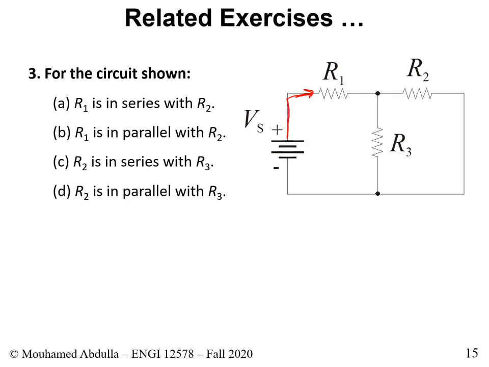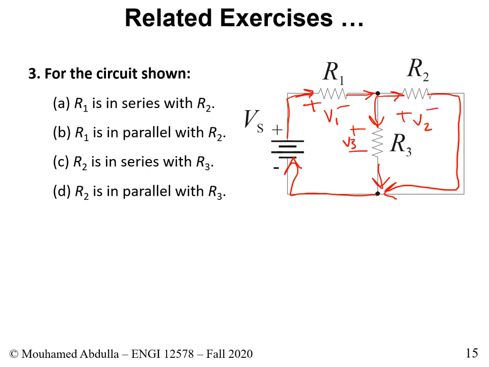It goes into resistor 1. From resistor 1, it reaches this junction. It is split. Part of it goes to resistor 2, the other to resistor 3. It moves through this path. It emerges here, and it goes back again to the source. You have your voltage V1 here, voltage V3 here, and voltage V2 here.